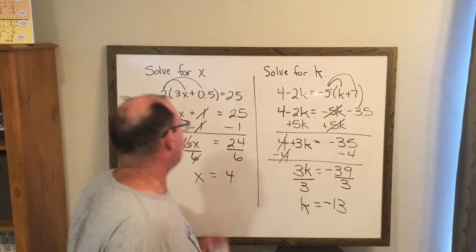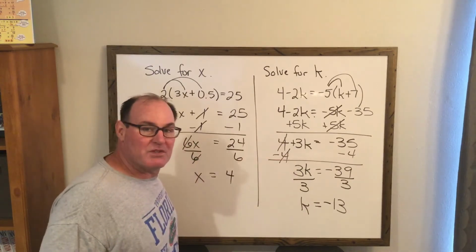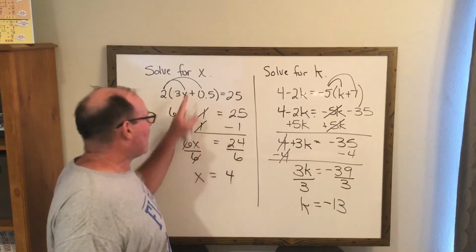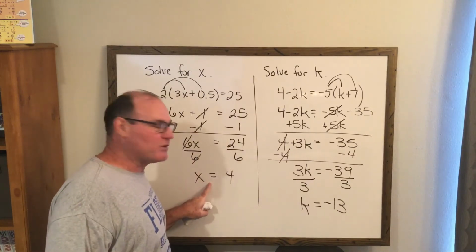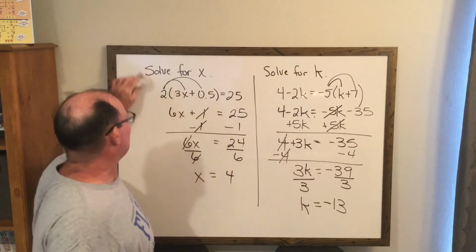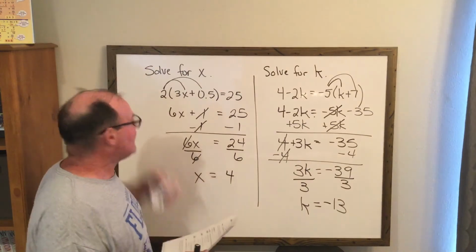Here's the third example. Notice both of these problems have been what's called a conditional equation. They are both true under one specific condition. In this case, x was 4. In this case, k was negative 13. So here's my next example.